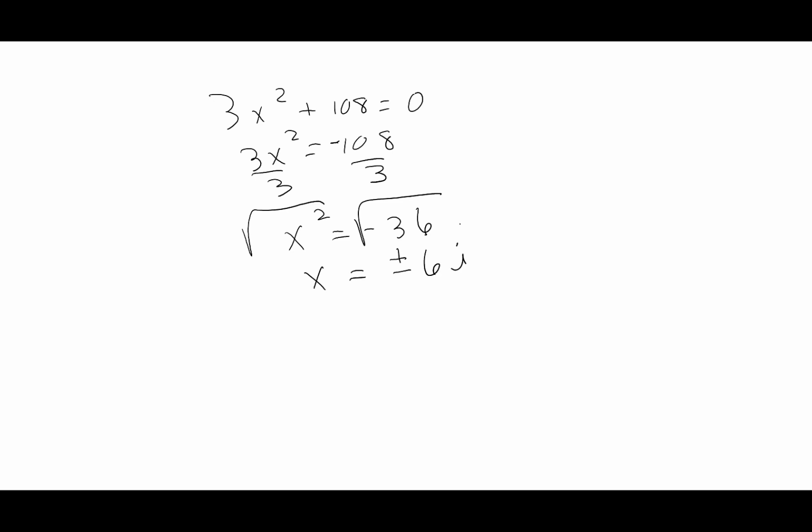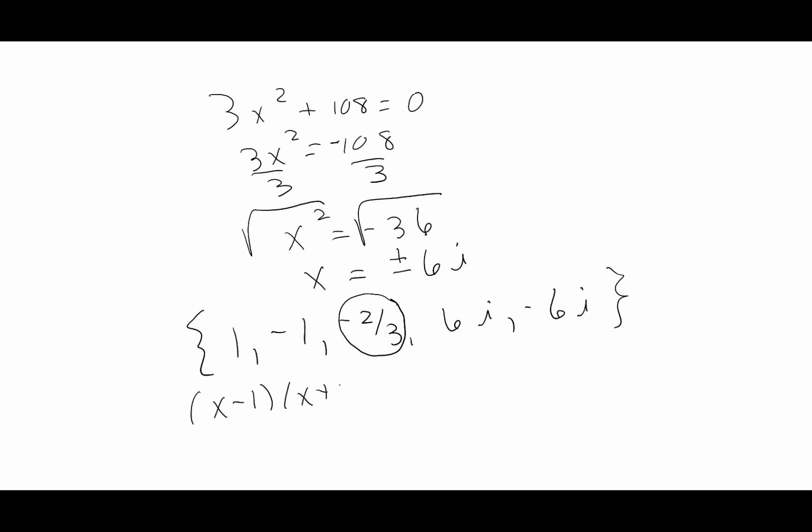So notice I'm getting the number and its conjugate all at once. So what did we have before? We had 1, we had negative 1, we had negative 2/3, we have 6i, and we have negative 6i. So we have 5 solutions to this power 5 polynomial. If we wanted to write that in factored form, you would want to pay attention to this negative 2/3. We've said before that sometimes the fractions become a problem. I have x minus 1, x plus 1, x plus 2/3, x minus 6i, x plus 6i.